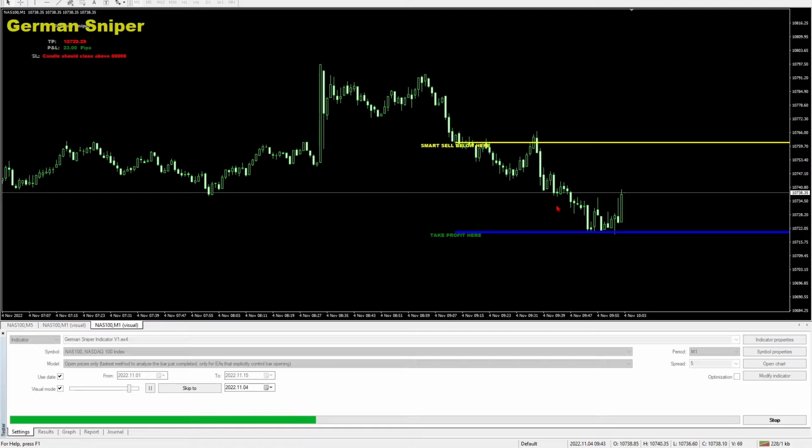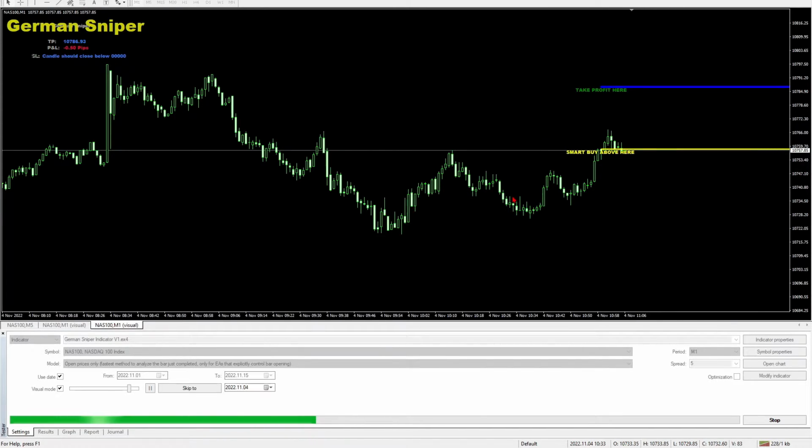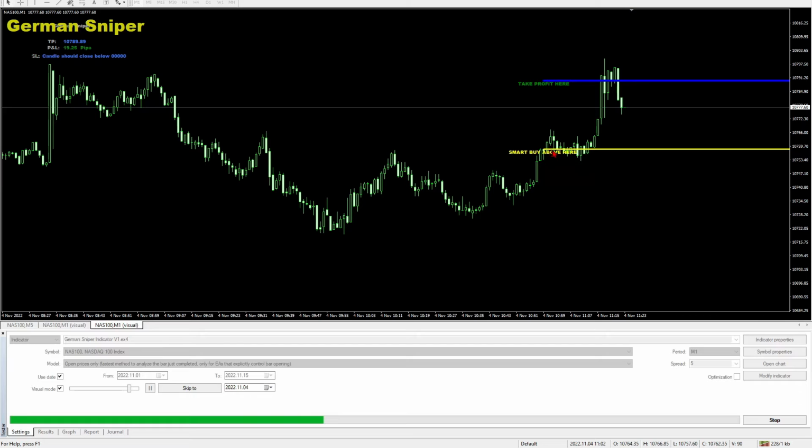But my recommendation is to just take the first take profit that appears. Okay, now once the indicator has repainted itself, this will be the double entry trade. As you can see over there, we opened our buy over here, the market retraced a little bit, and then shot up towards the take profit.